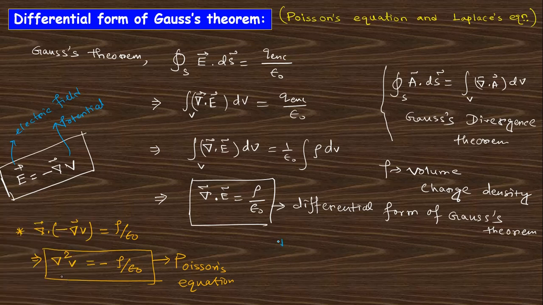Now if the charge density is 0 anywhere, if we consider a region where the charge density is 0, then you can write grad square V equals 0, and this is nothing but the Laplace equation. Clear about the differential form of Gauss theorem, then Poisson's equation, and then Laplace equation, right?